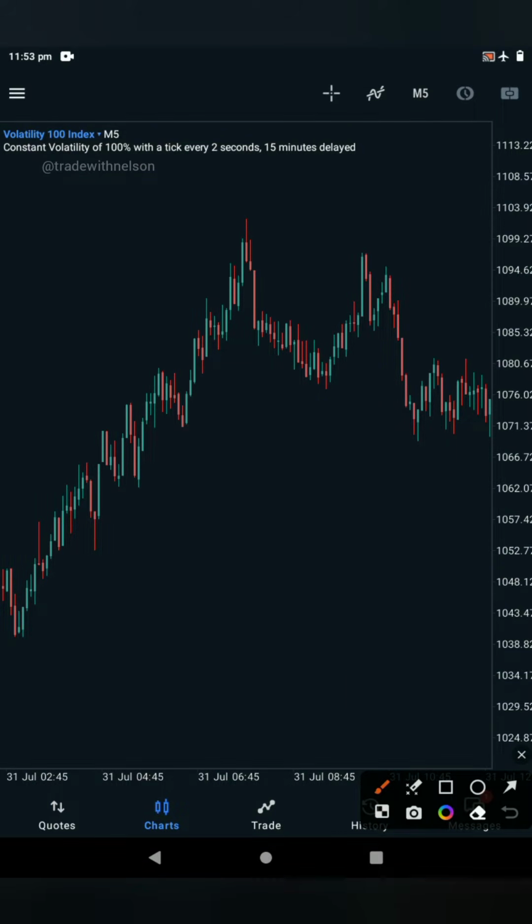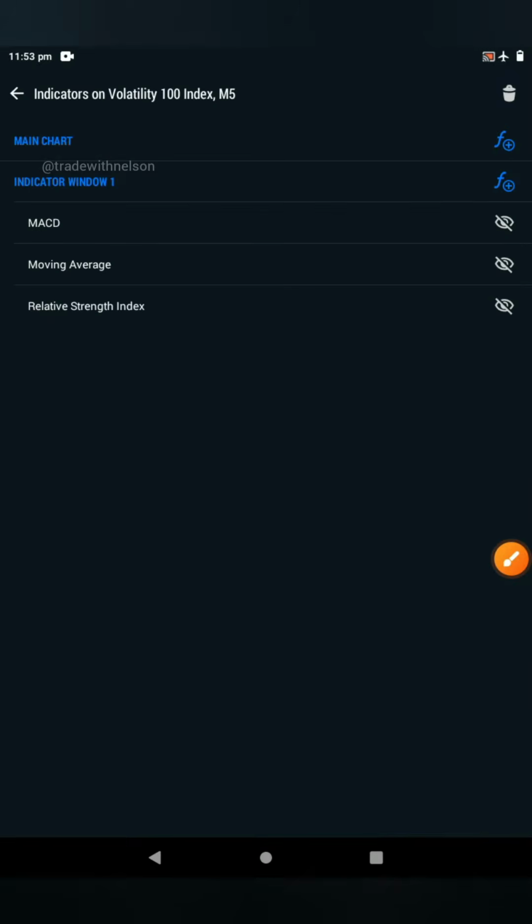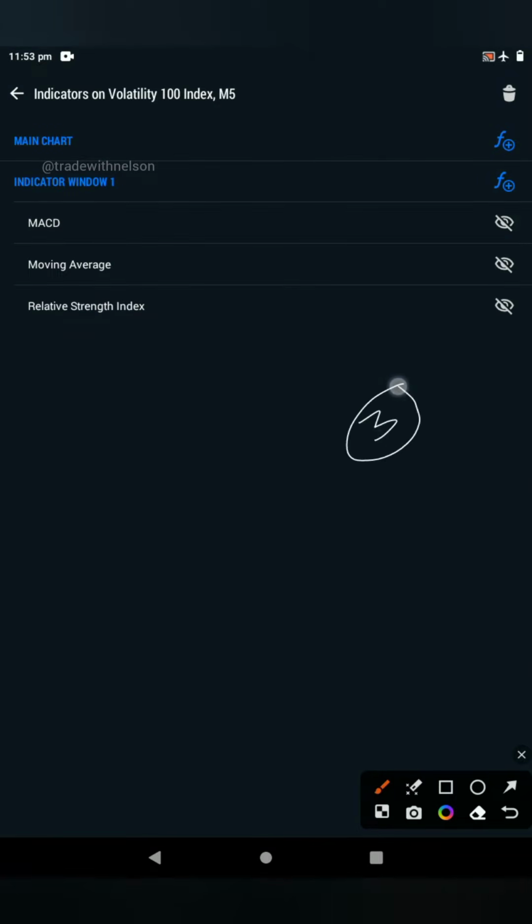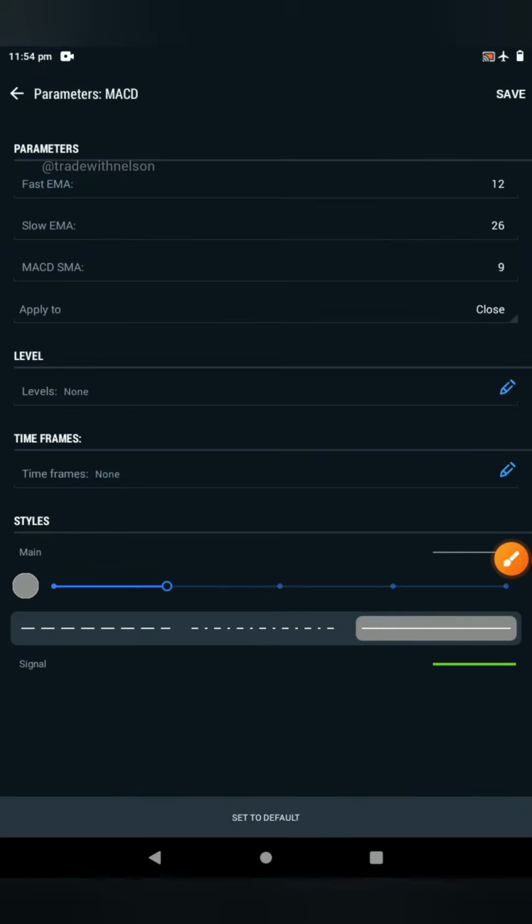So if you look carefully on my chart, this is the 5 minutes time frame and this is volatility 100. So to select your indicator, click on this indicator icon over here. As you can see, I have just 3 indicators. I have MACD, moving average, and relative strength index. To select the MACD, click on the F icon on the main chart and search for MACD.